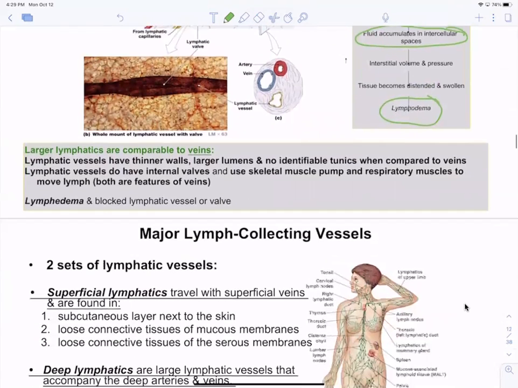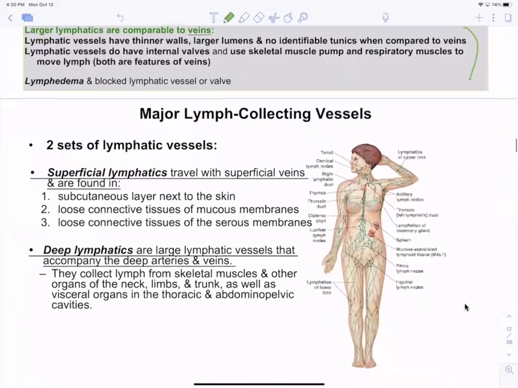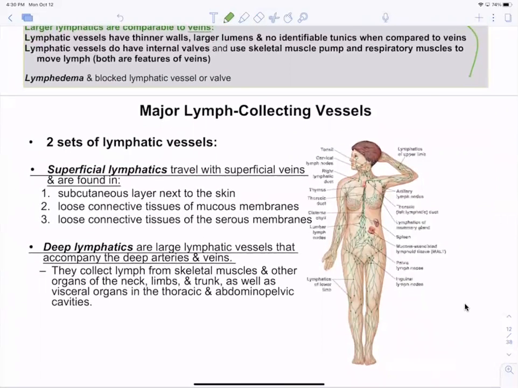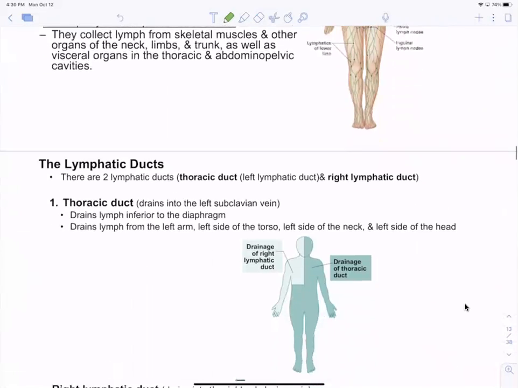So this goes through. Valves, lymphatic vessels also rely on the skeletal muscles to squish the vessels and the one-way valves, and also the respiratory muscles and abdominal muscles to kind of compress the bigger lymphatic ducts. So you have superficial lymphatics and deep lymphatics, just like veins.